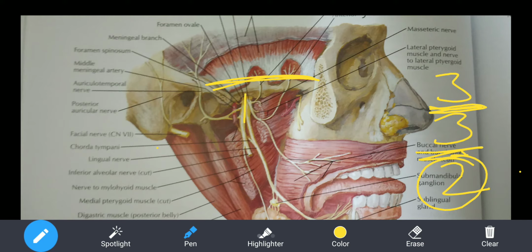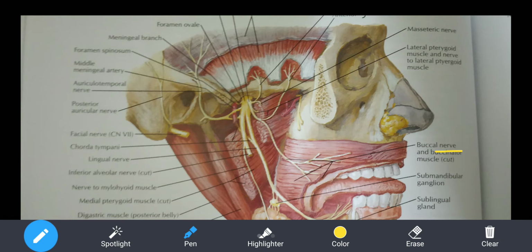Now this is the posterior division, right? Anterior division is on the inner side, right? Anterior division is on the inner side, and this is the anterior division, right? So here it is giving what? Buccal nerve, and not this. This is not the anterior division. This is the posterior division. Anterior division is inside, as I told you correctly previously. Anterior division is inside, that is why we could see the anterior division in the previous diagram from inside.